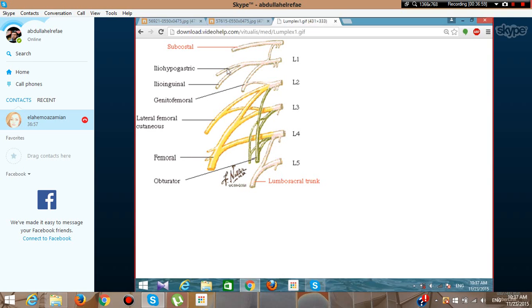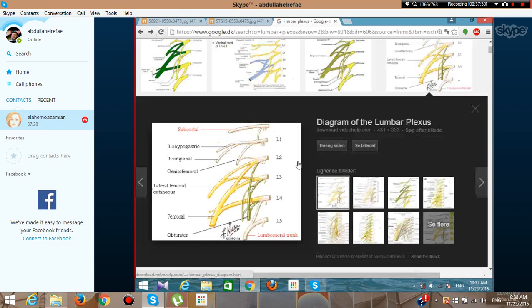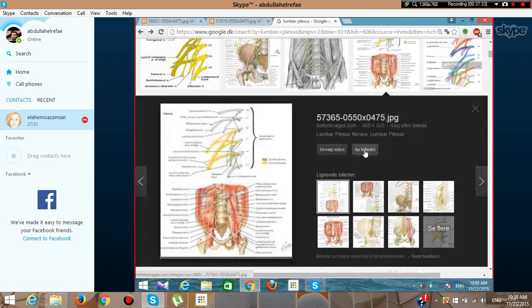So L1 gives iliohypogastric, ilioinguinal. L1, L2, genitofemoral, which is split into genital branch and femoral branch. L2, L3, lateral femoral cutaneous. And L2 to L4 gives femoral, again L2 to L4, obturator nerve. Now let's find these nerves on the body, on the cadaver. You should show them all. You should find all of them.